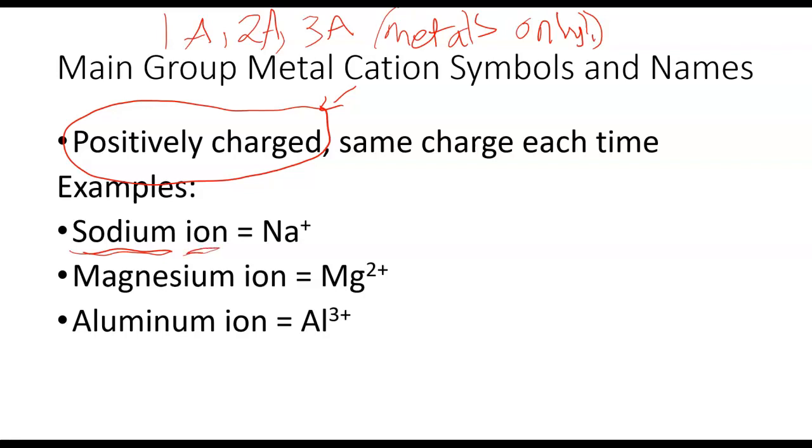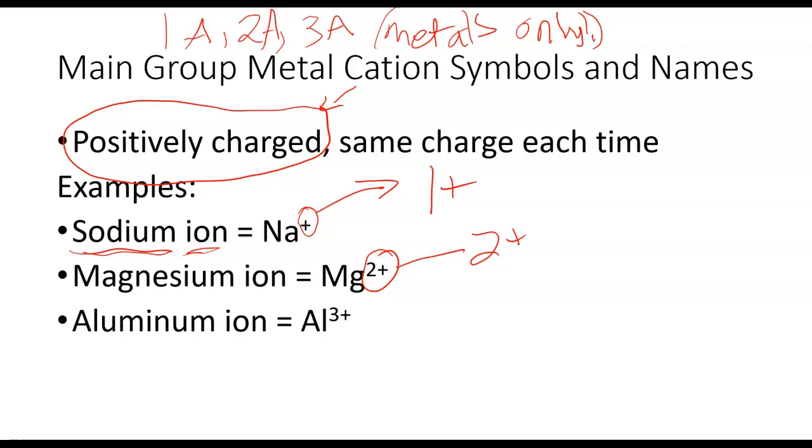word ion. We write the symbol as the symbol for the element, so sodium is Na, and positive for a 1 plus, 2 positive for a 2 plus, so on. Okay? So we put the charge as a superscript when we're just talking about the ion by itself.